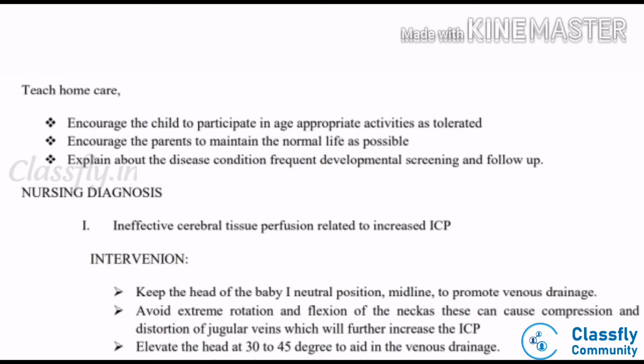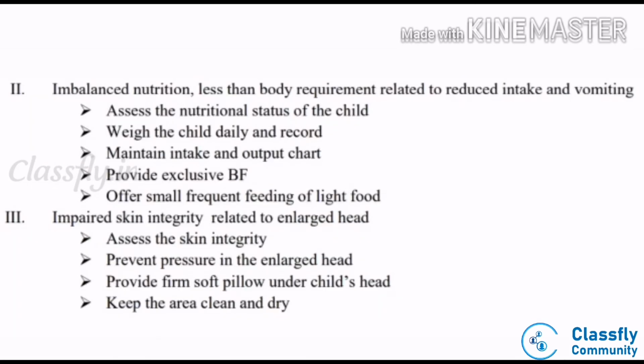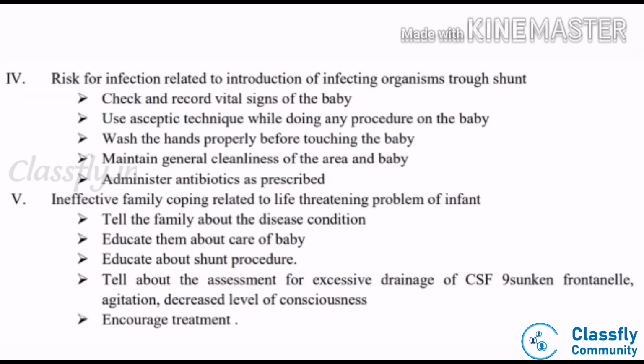Moving on to the nursing diagnosis. The first nursing diagnosis is ineffective cerebral tissue perfusion. Second one is imbalanced nutrition, less than body requirement. Third one is impaired skin integrity related to enlarged head. Fourth one is risk for infection related to introduction of infecting organism through shunt. Fifth one is ineffective family coping related to life-threatening problem of infant. These are the five nursing diagnoses.